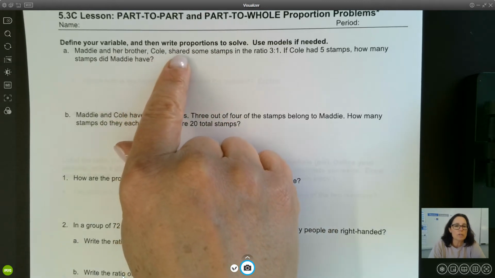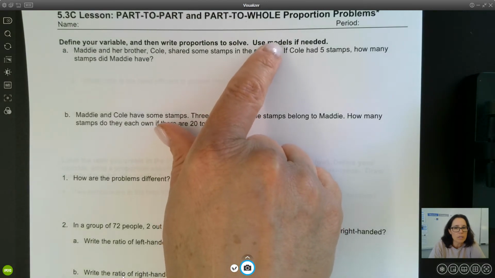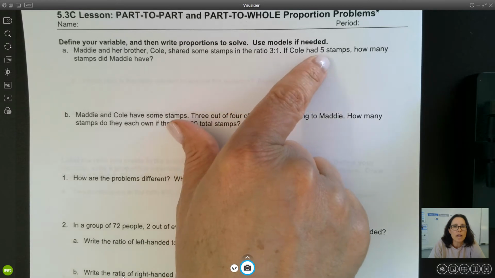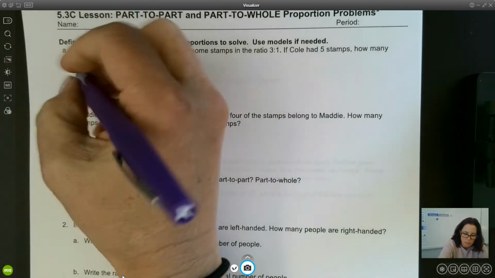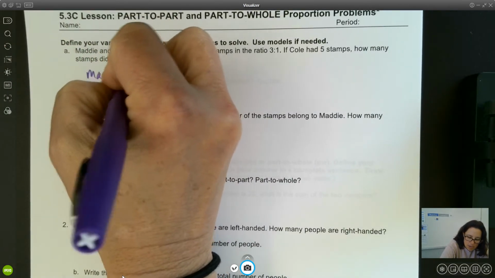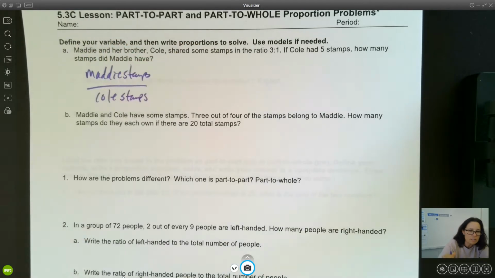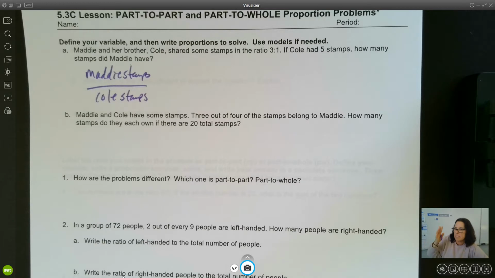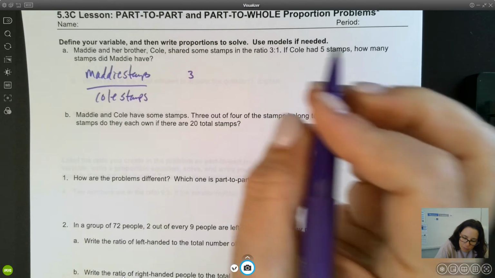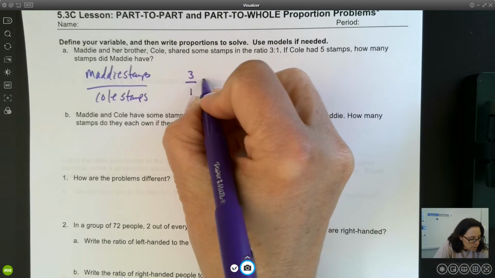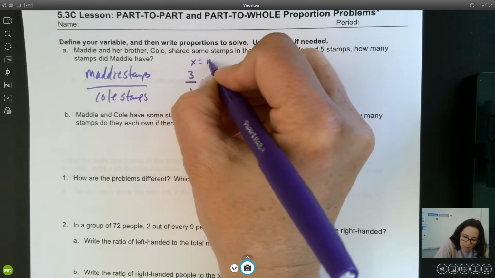Maddie and her brother Cole shared some stamps in the ratio of 3 to 1. So Maddie had 3, Cole had 1, together they had 4. If Cole had 5 stamps, how many stamps did Maddie have? All right, so we've got Maddie stamps and Cole stamps. And again, from the last lesson, if you did it this way, it's the same thing. We're going to have 3 for Maddie, 1 for Cole, equal X for Maddie, 15 for Cole, X equal Maddie's stamps.